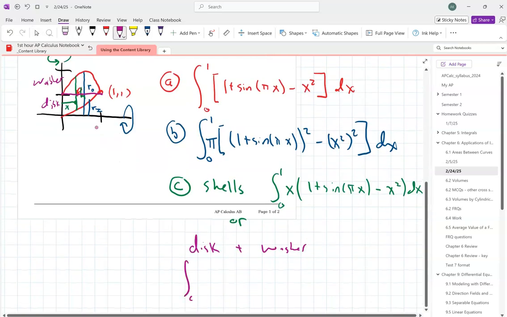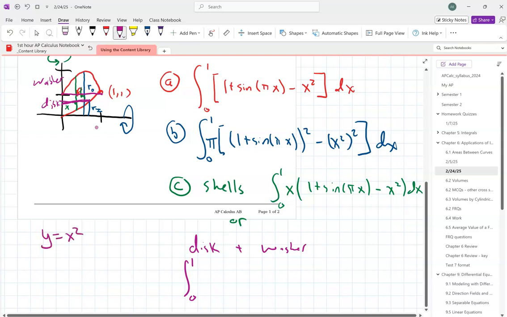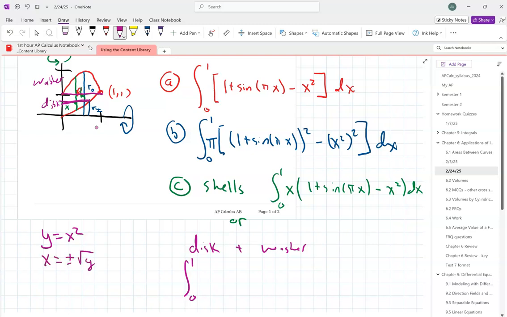So my disc would be the integral from 0 to 1, and this is my radius. I have y equals x squared, so I have x equals plus or minus the square root of y, right? That's the first one, and notice that the squared blows up the plus or minus, and it also cancels out the square root, so that just turns into a y there, which is pretty nice.